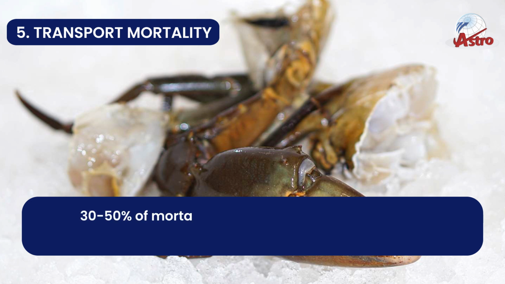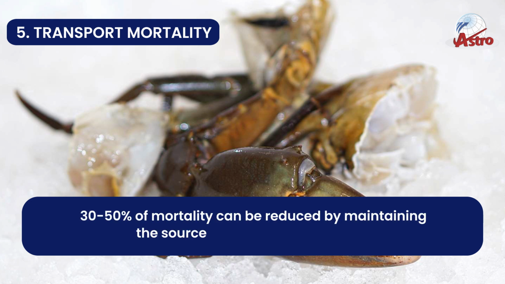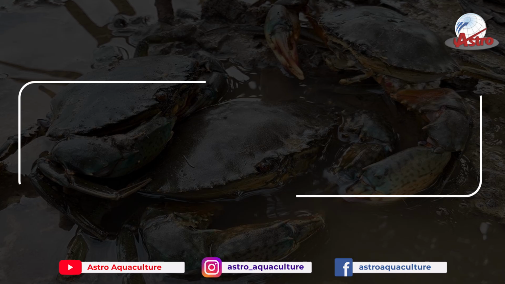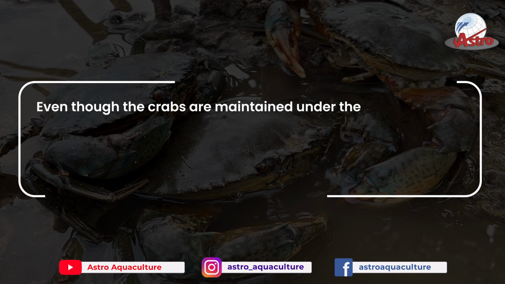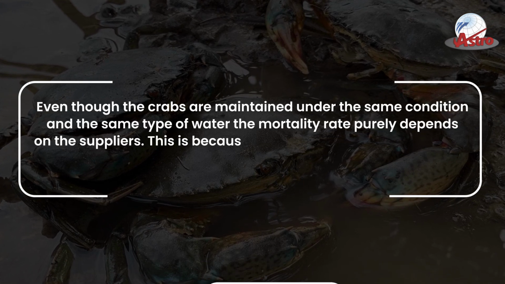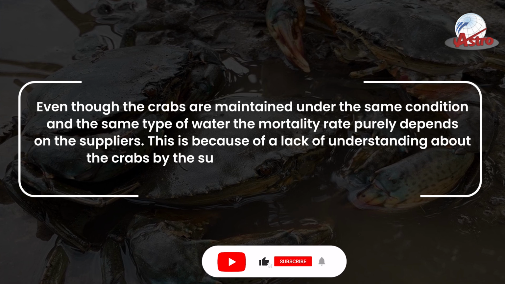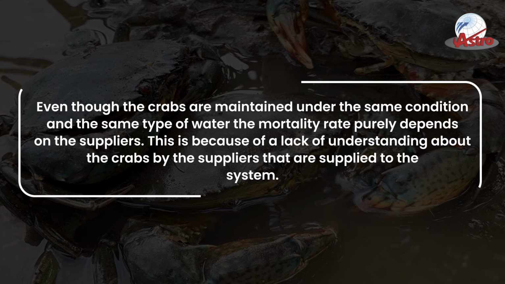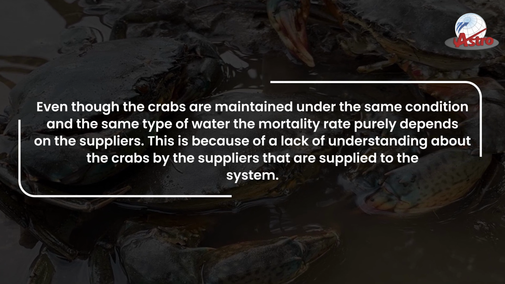30 to 50% of mortality can be reduced by maintaining the source and supply of the crabs. Even though the crabs are maintained under the same condition and the same type of water, the mortality rate purely depends on the suppliers. This is because of a lack of understanding about the crabs by the suppliers that are supplied to the system.